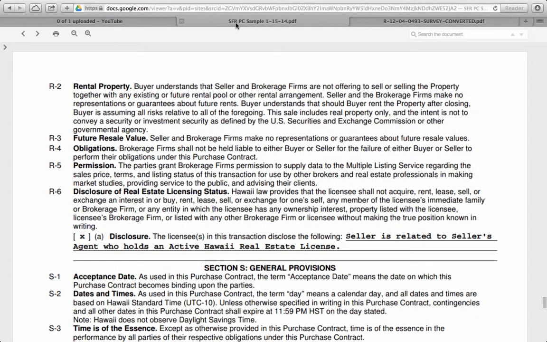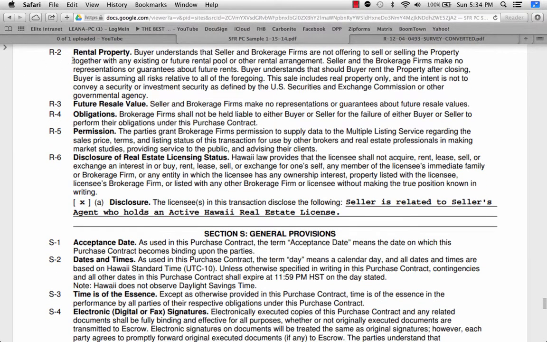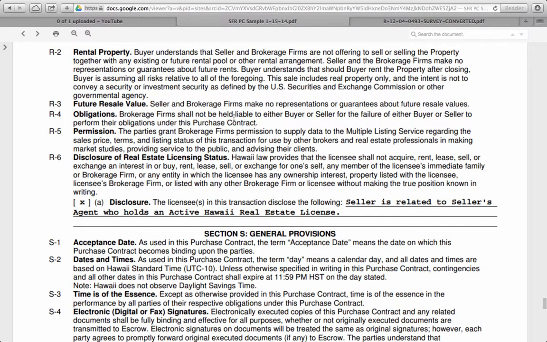Okay, we're now going to talk about R2 through T3 of the purchase contract, page 12 through 14. Starting on page 12, we've got the R section here. Again, I'm not really going to cover a lot of these. Some of the stuff you can just go ahead and read through, and talk about the standard fillable information.